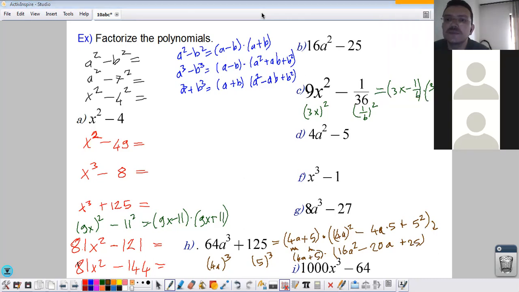Wait a second. Okay. These are the most basic factoring methods that we use.